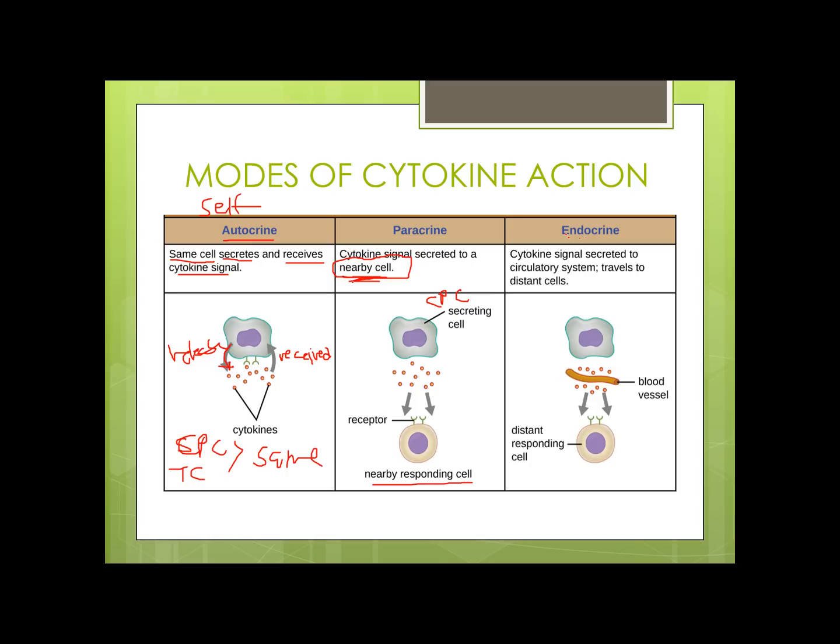Endocrine is the last mode of cytokine action: the cytokine signal is secreted to the circulatory system. So if there is a circulatory system, class, there is travel. Your cytokine will travel, and the targets are distant cells. Let me repeat, if it's endocrine, there is involvement of the circulatory system wherein your cytokine will travel to target distant cells. So this is your CPC, or cytokine producing cell. It will secrete the cytokines. It will go to the blood vessel and go to the target cell, the distant responding cell.